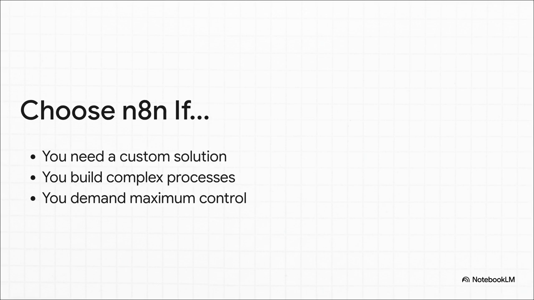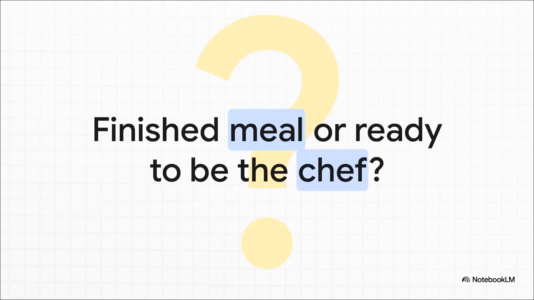But you should choose n8n, the professional kitchen, if what you're building is a mission-critical, really complex business process, if you need a solution that is super customized to integrate with very specific systems, and if you're the kind of person who demands absolute control over every single step of the workflow, well then n8n is where all the power is.